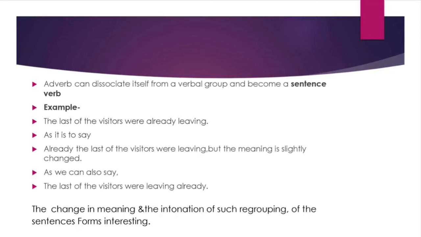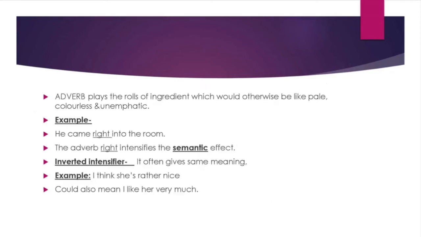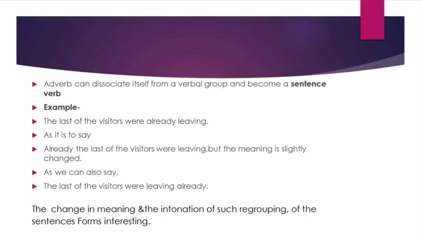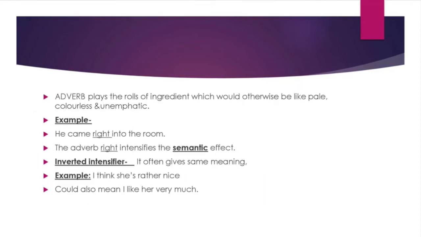That is also done by the adverb. The change in meaning and the annotation of such regrouping of the sentences forms interesting variations. So we jumble up the sentences, but the same sentence can be modified into different types. Now, the adverb plays the role of an ingredient, which would otherwise be pale, colorless and unemphatic. It's like adding life to the sentence. It specifically mentions what is happening, how it is happening, why it is happening, where it is happening, and when it is happening. It adds a specific quality.